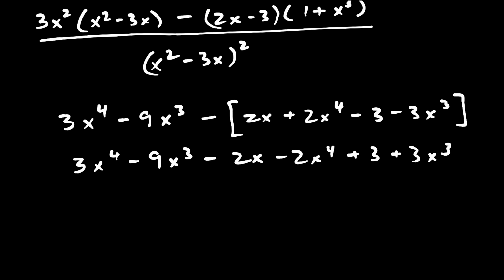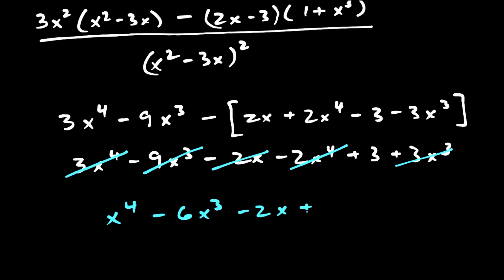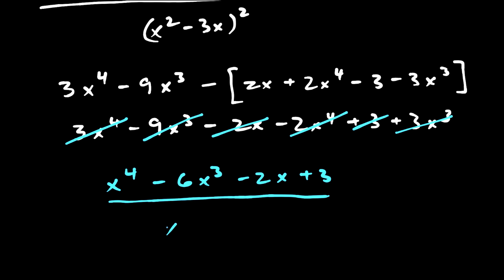Let's go ahead and look for like terms now. So we have fourths being the highest. We have 3x to the fourth minus 2x to the fourth, x to the fourth, minus 9x cubed plus 3x cubed minus 6x cubed. Then we have just minus 2x and plus 3. But again, all of that is over the bottom squared, which we can see up there is x squared minus 3x, that quantity squared.